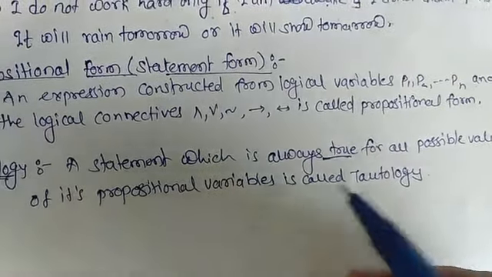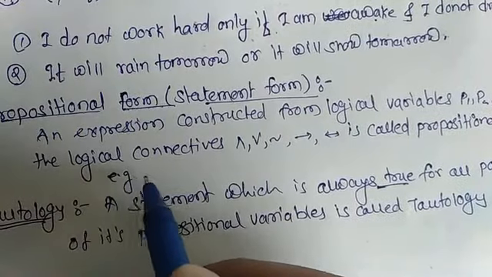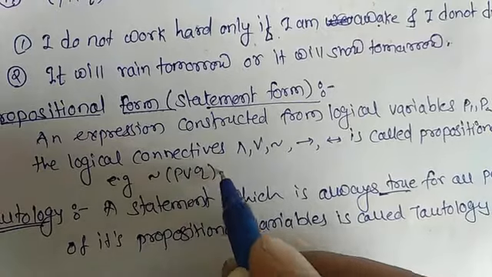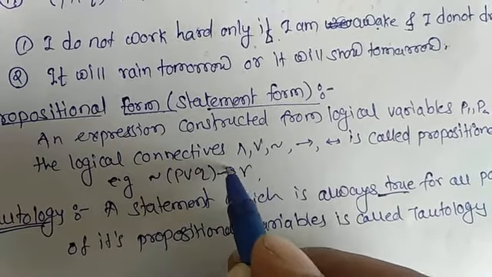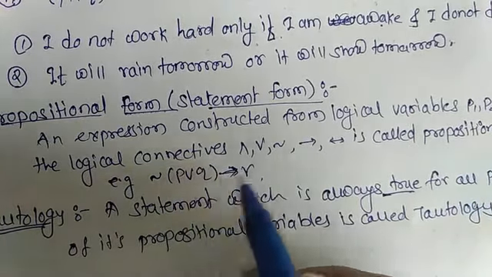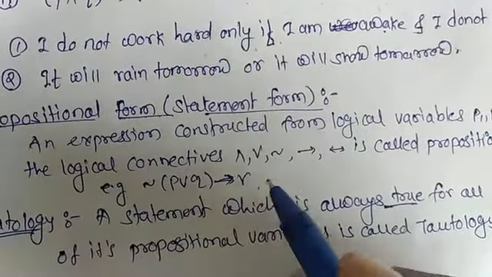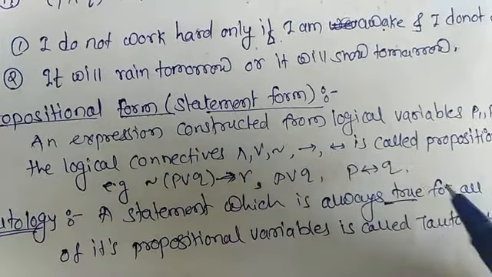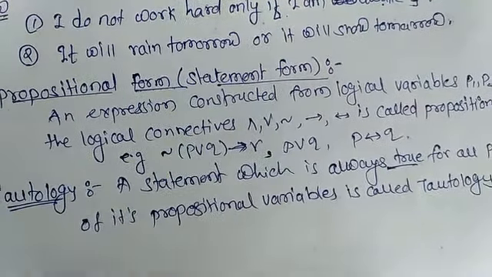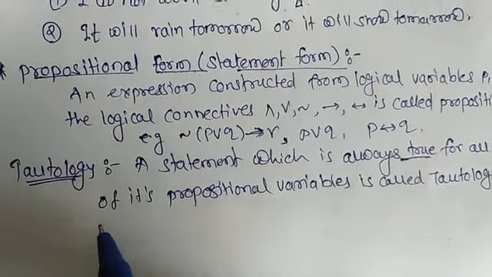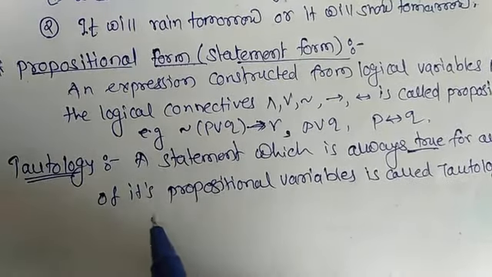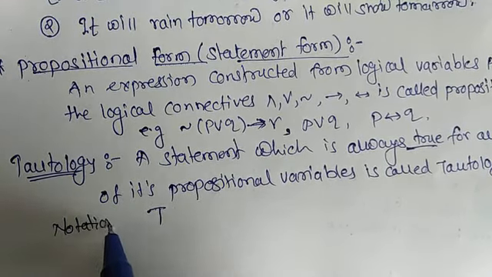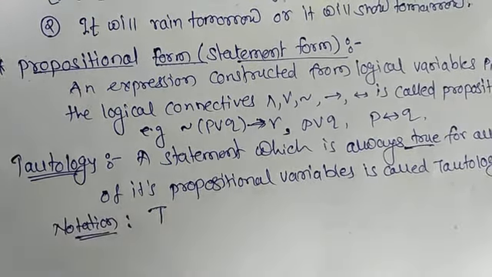Here we can write some examples of propositional forms, such as P or Q implies R. This is our propositional form, and P, Q, R are its logical variables. Or you may only write P or Q, or P implies Q, or P double implies Q. All these are propositional forms. And a tautology is denoted by capital T.